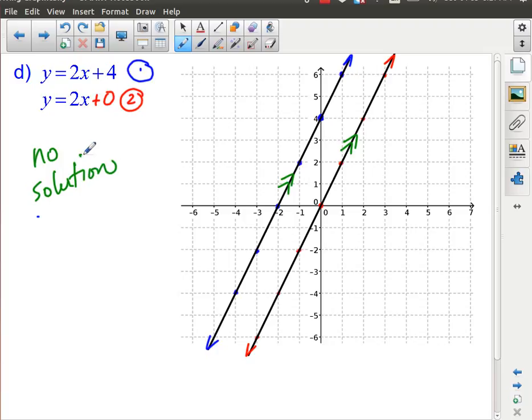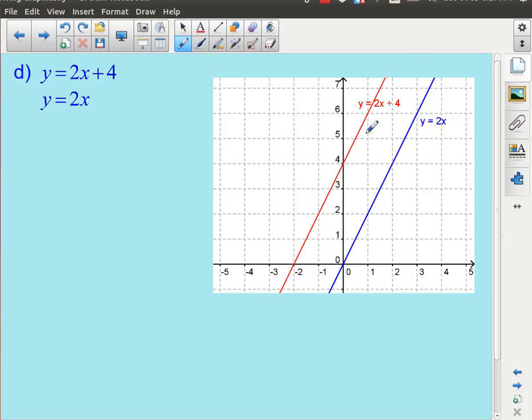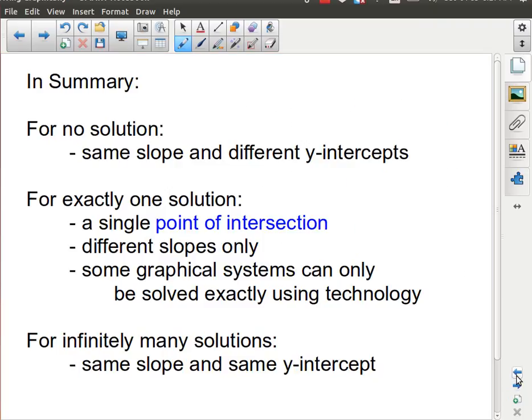So we've actually gone through a number of possibilities. There's the nice computer-generated version of the same thing. Quite obviously, they are parallel there. So we've gone through some different cases here. We have no solution if the slopes are the same, but the intercepts are different, that's going to result in two parallel lines. And so we end up with no solution.